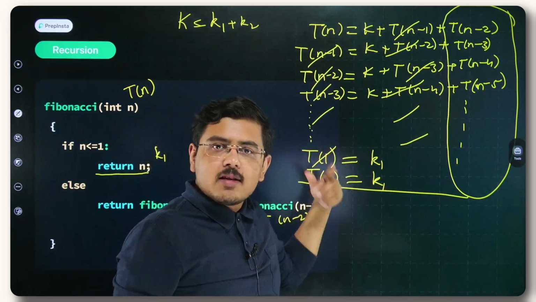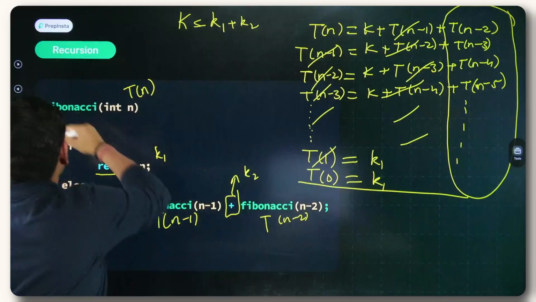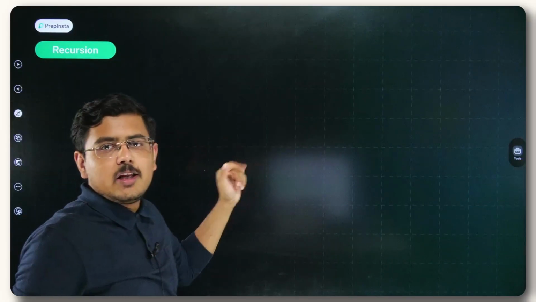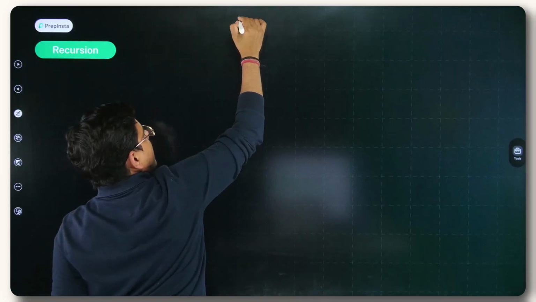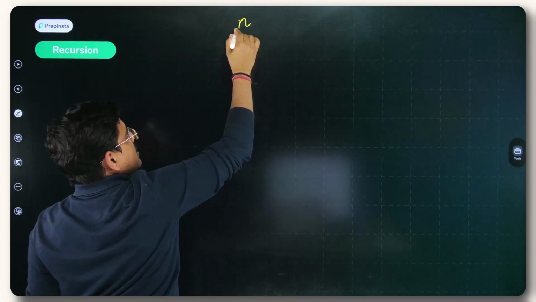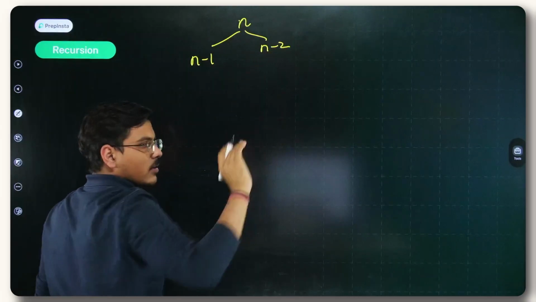So there is another faster method for it. How do we calculate it? I'll tell you. You form a recursion tree for the Fibonacci sequence function that we used. What you do is, for the first term, if it is n, it would split into n minus 1 and n minus 2. We just saw that, right?